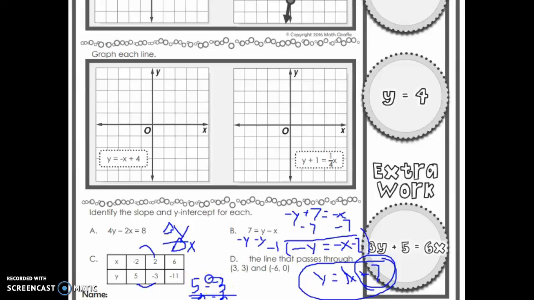So 5 minus negative 3, if you recall, these two negatives become positive, and now I have 8. And I have negative 2 minus 2, which is negative 4. If I were to simplify that, it looks like my slope would be negative 2. Okay, so I now know I have y equals negative 2x. Now, how would I figure out what the y-intercept is? Well, I know for the y-intercept, I have to have an x value of 0.